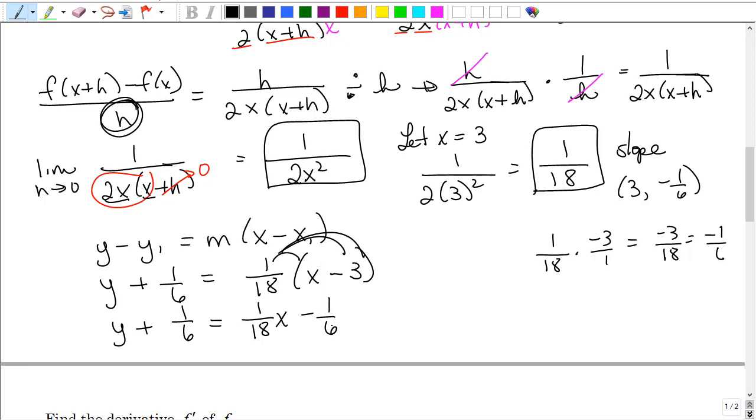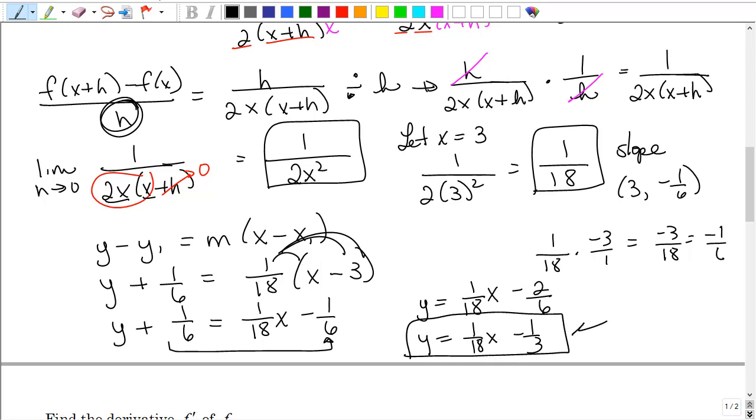So that's what's kind of nice. Now when I subtract this 1/6 from that side, I have the same denominator. So I have y equals 1/18 x minus 2/6, negative 1/6 minus 1/6. Then of course you would reduce. And so that's the equation of the tangent line at this given point.